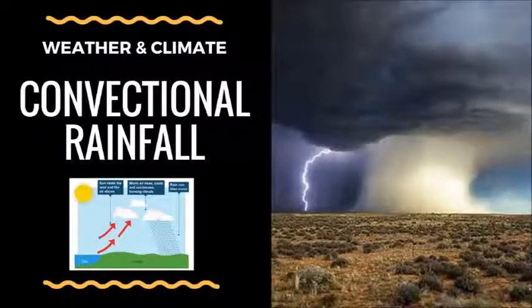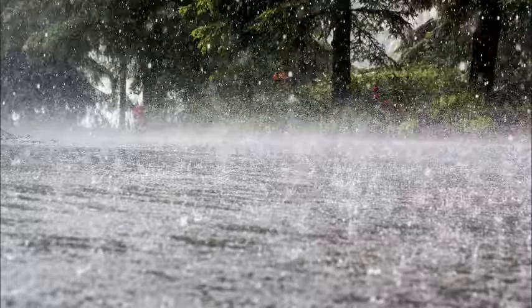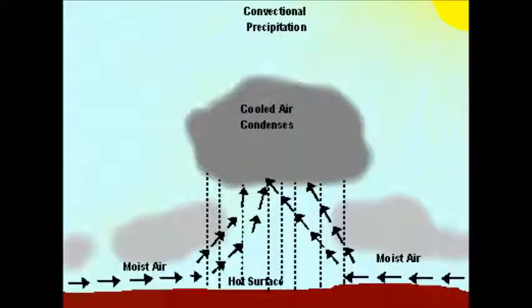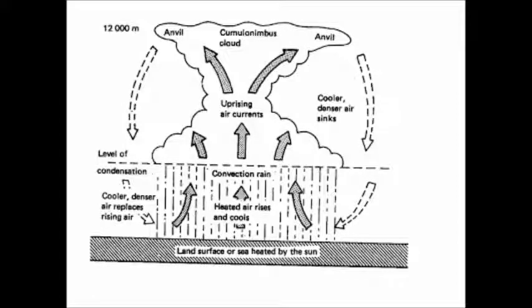Convectional rainfall. The rain caused by the process of convection is called convectional rainfall. In areas of high temperature, air rises up due to heating. This rising air cools, becomes saturated, condensation takes place, and later rainfall occurs.